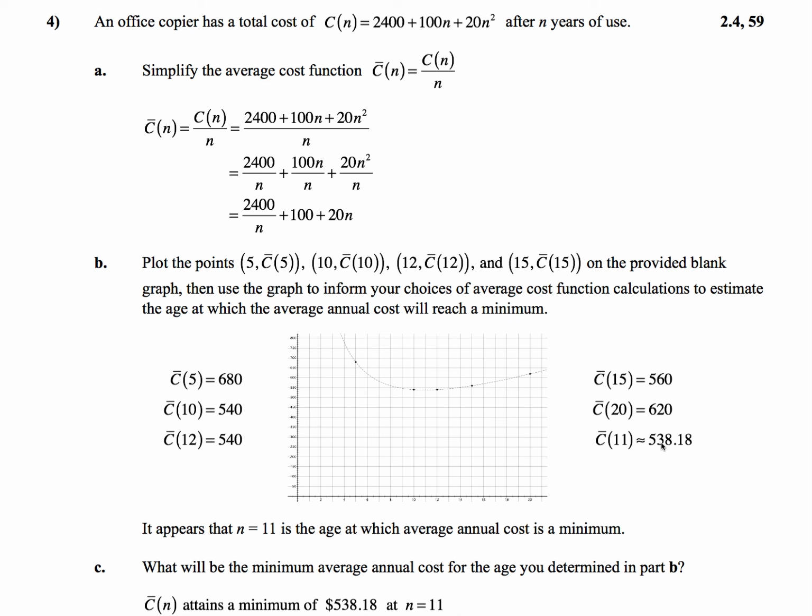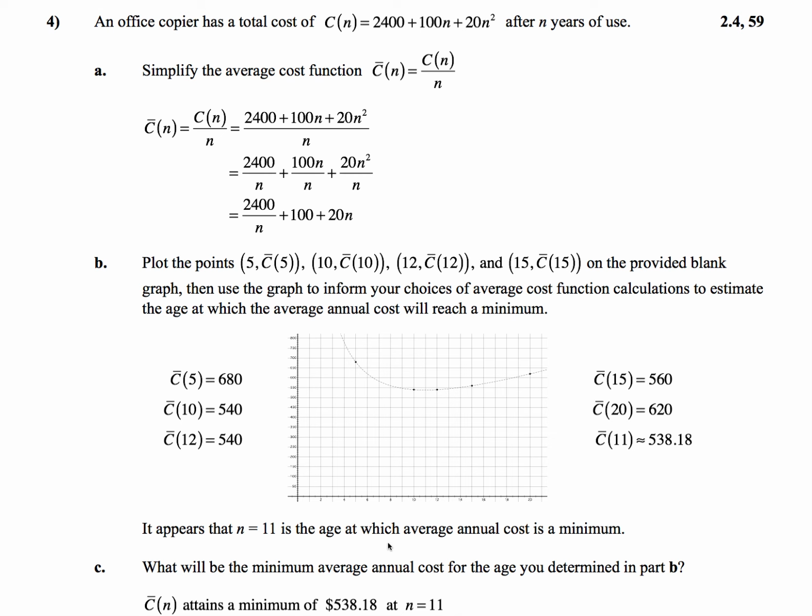At 11 years, that average cost is $538.18, which is ever so slightly lower than 540. And as we did in class the other night, if we want to check what happens at 10 and a half years and 11 and a half years, we can. But 11 is a pretty good estimate. It looks like the function bottoms out at about there. So it appears that the age of 11 years is the age at which annual cost is at a minimum. I don't need you to be any more precise than that on the exam.